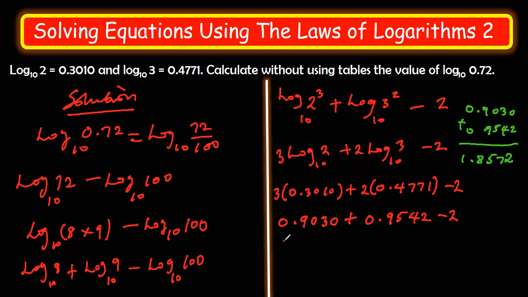Okay, so we have 1.8572 minus 2. Let's remove this from this. When we do that, what are we going to have? Basically, our answer is going to be minus something. Let's quickly use a calculator for this in order to save time. So we are having minus 0.1428. So this is the answer to this problem.